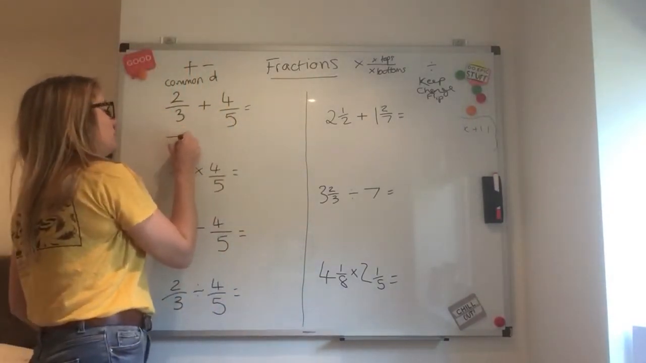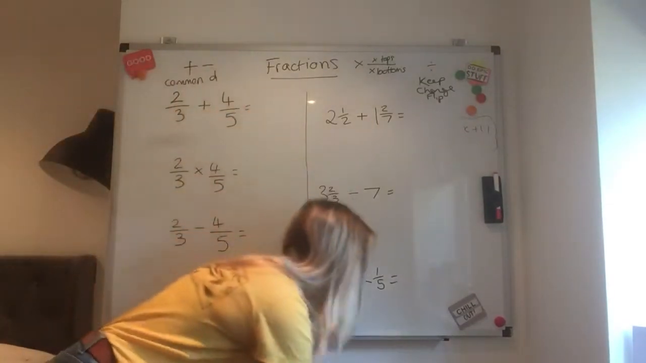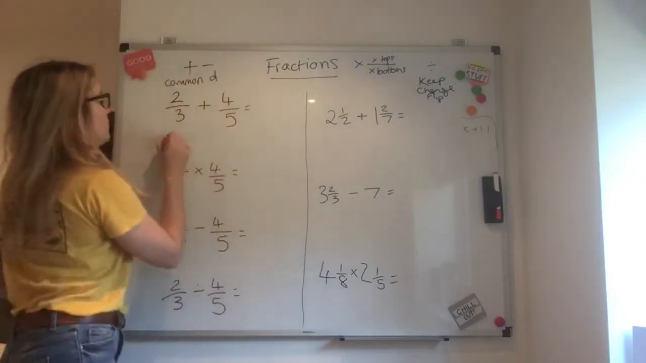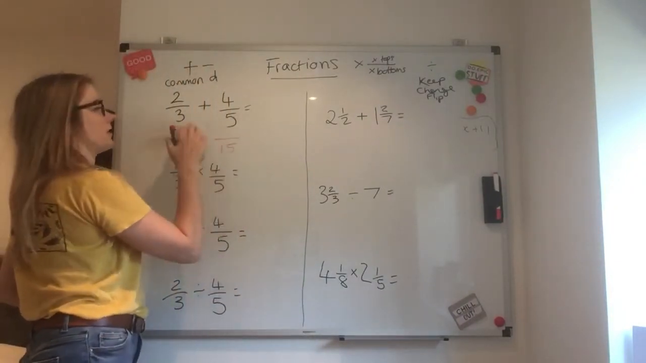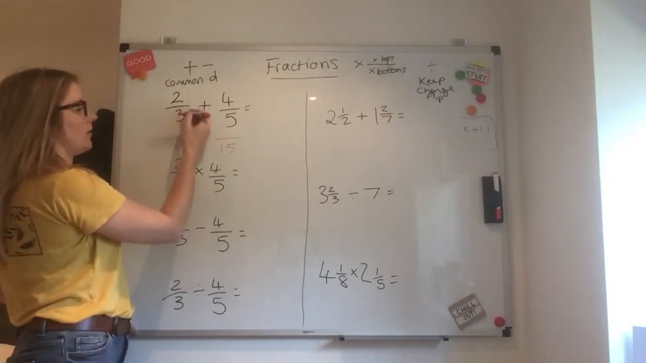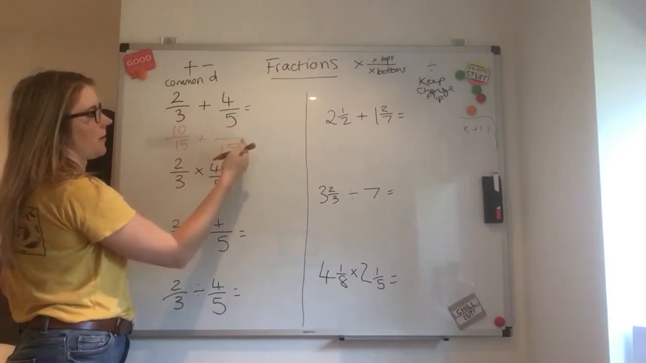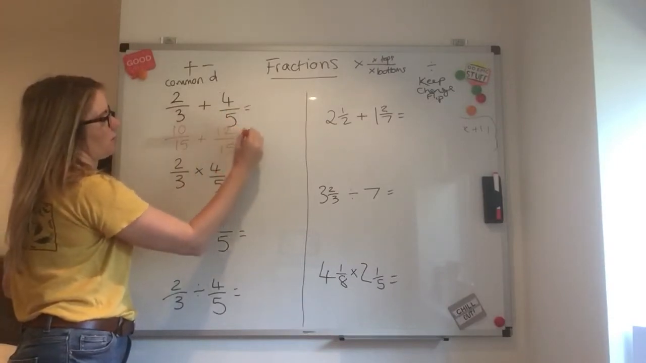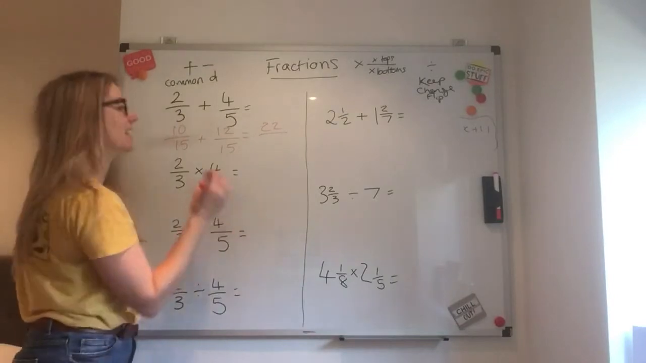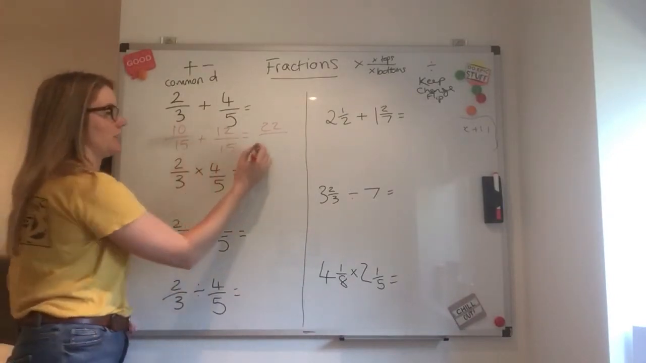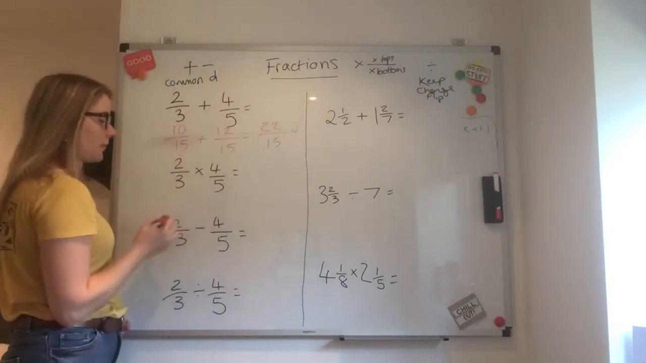Let's do it in a different colour. Common denominator, I'm going to use 15, because I've gone 3 times 5. Then what have I times by that? I've times it by 5, so let's times the top by 5, and times the other top by 3, so I get 10 fifteenths and 12 fifteenths, which is 22 fifteenths. Don't put 30. Ta-da! Give yourself a tick.